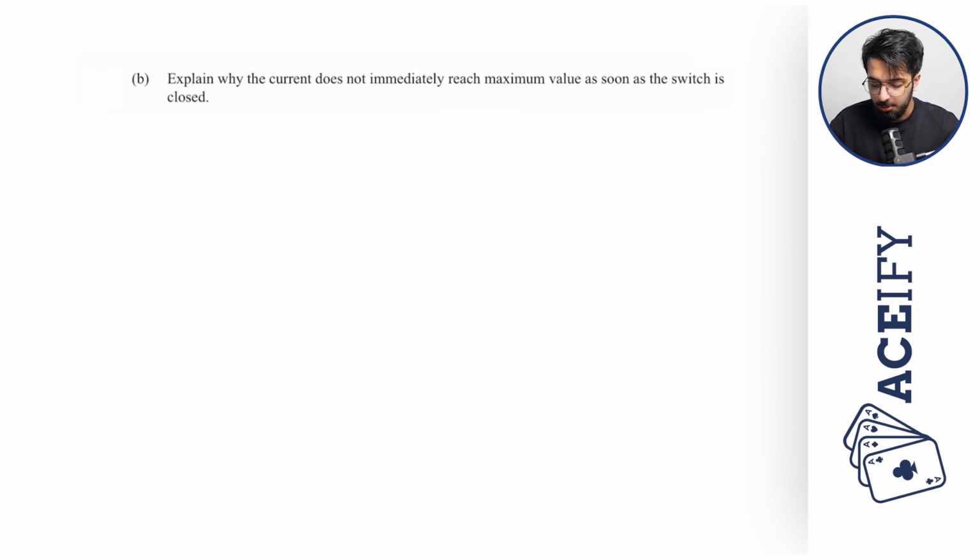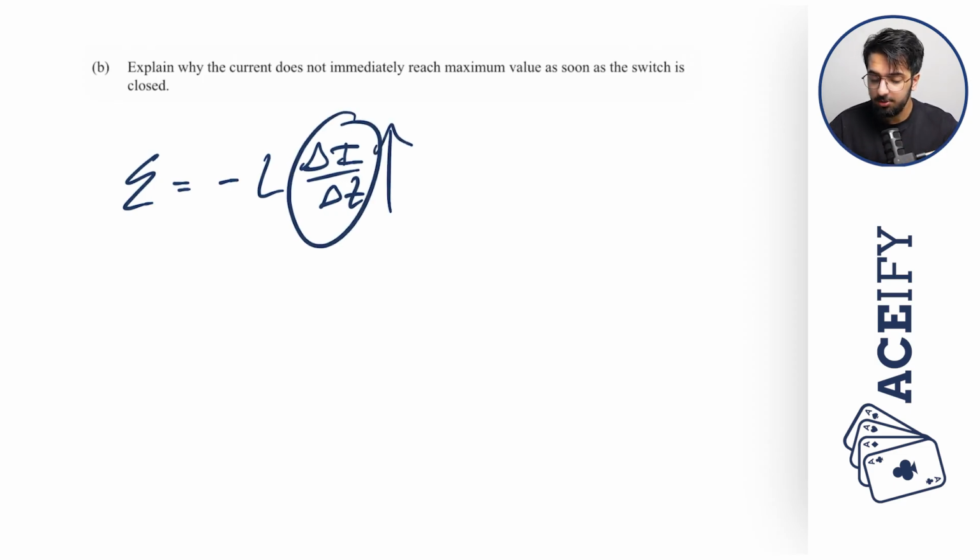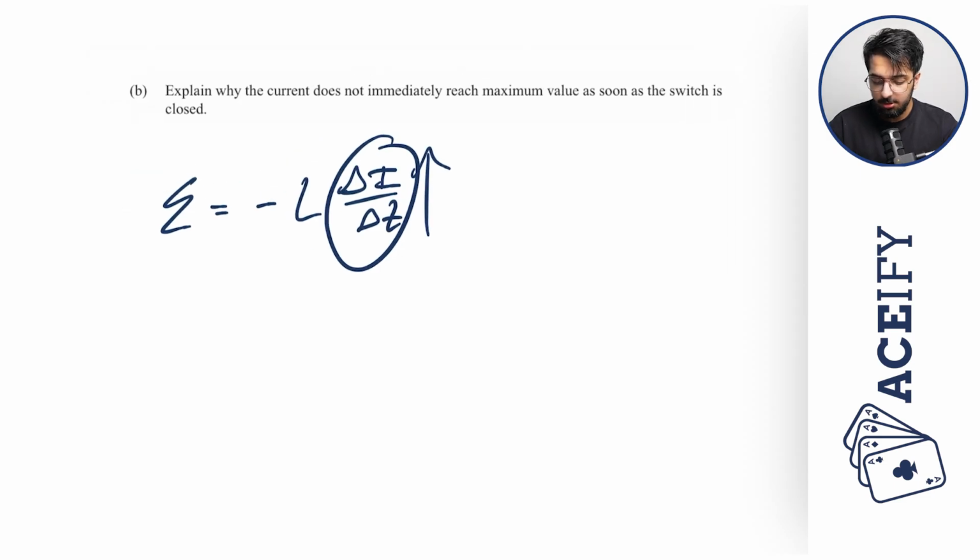Alright, so I'm going to put in the EMF equation for our inductor, like so. So before the switch is closed, the current is at 0. Okay, so when we close the switch, current is going to obviously start to flow. And so therefore, there's going to be a high rate of change of current, okay? And so therefore, there's going to be a high EMF being induced by this inductor.